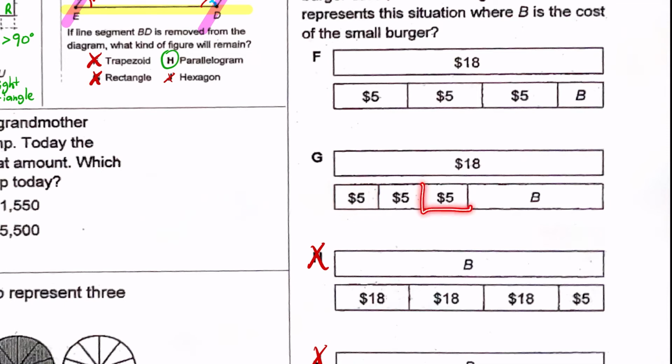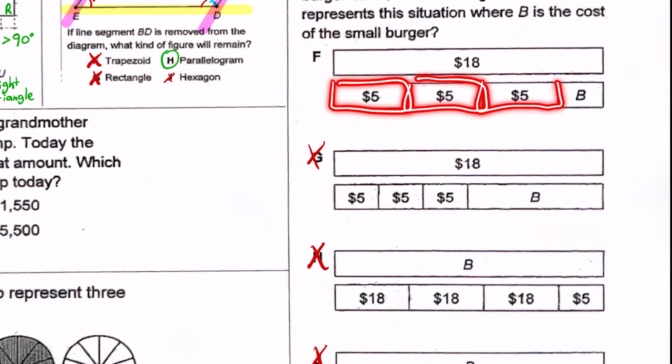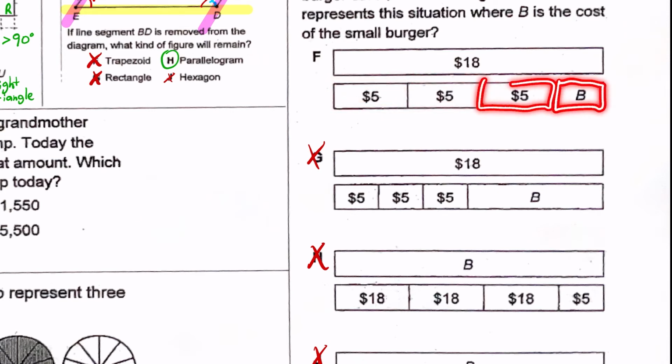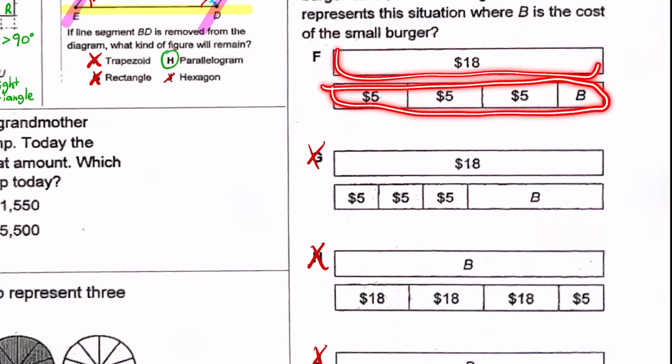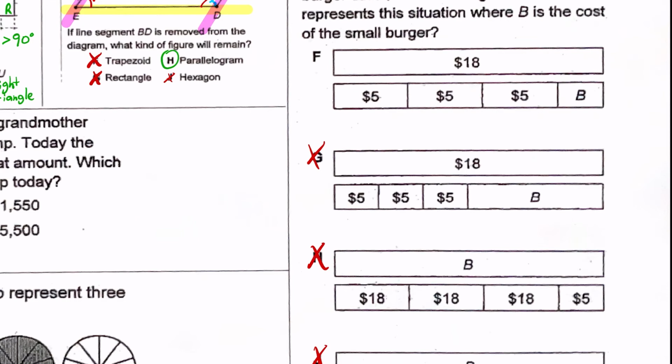It doesn't make sense for a large burger to cost $5 and for a small burger to cost a lot more. So to have a way bigger box, this one doesn't make sense either. So my answer was F, where each large burger is $5 and then that small burger is going to be smaller than my large burger. But altogether, that's going to be $18. So my answer is going to be F.